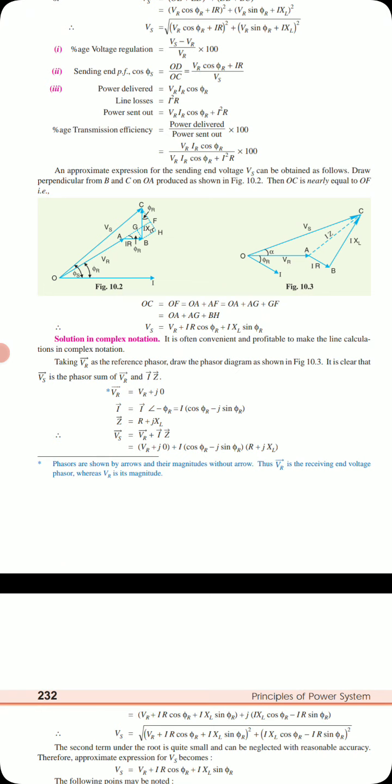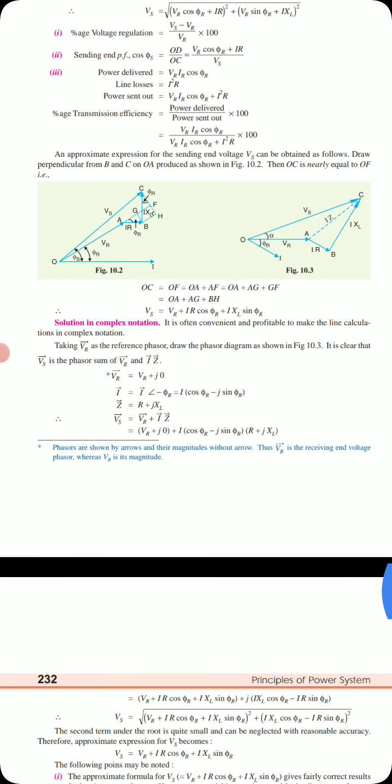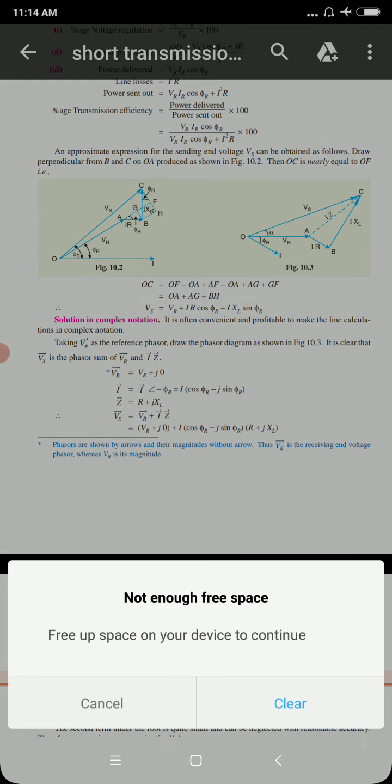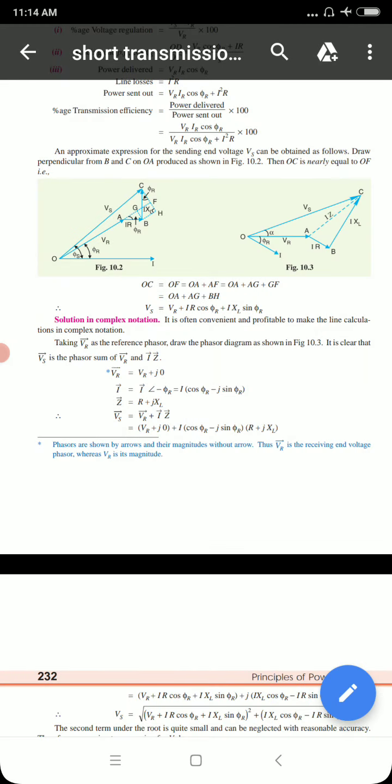Previously we had taken I as the reference. Now we have taken VR as the reference, and it is clear that Vs is the phasor sum of VR and Iz vectors. Now, what is VR? If you consider it as a reference, the VR vector is equal to VR plus j0, because initially the angle is considered as 0 as a reference. And I, obviously, we know that I is lagging the voltage. I is lagging the voltage. Obviously, I is equal to I angle minus phi r.